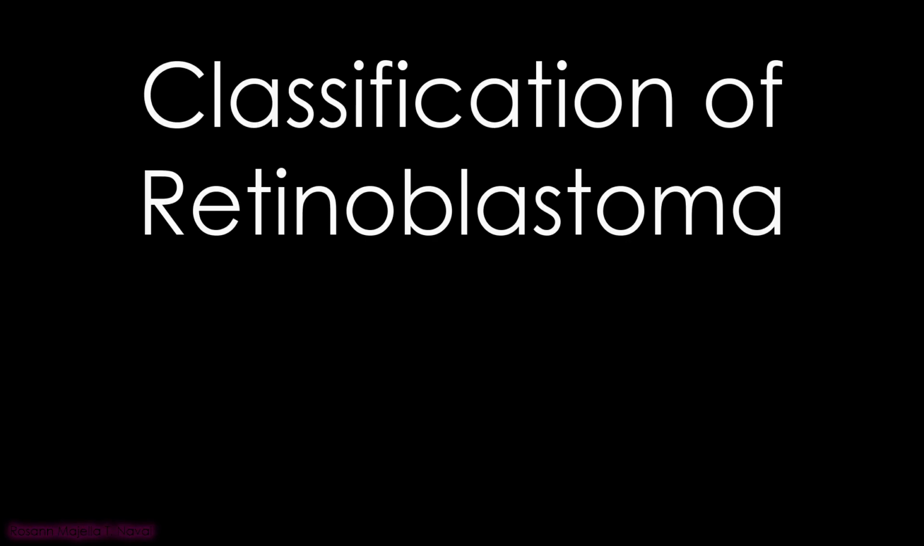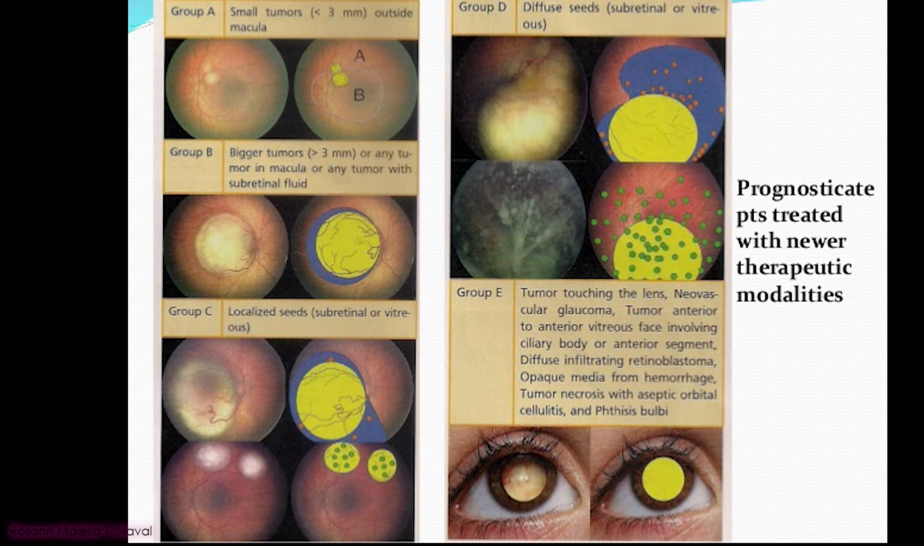Classification of retinoblastoma. This is the intraocular classification of retinoblastoma. Group A, which is very low risk, has a retinoblastoma of less than or equal to 3 millimeters. Group B, which is low risk, has a retinoblastoma of more than 3 millimeters or macular location, which is less than or equal to 3 millimeters to foveola, a juxtapapillary location, which is less than or equal to 1.5 millimeters to disc, additional subretinal fluid, which is less than or equal to 3 millimeters from the margin.